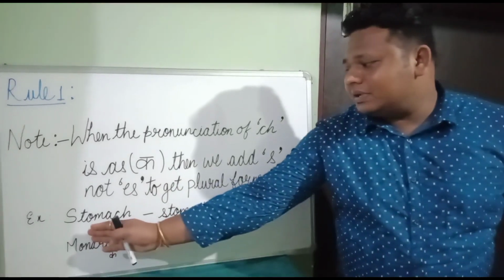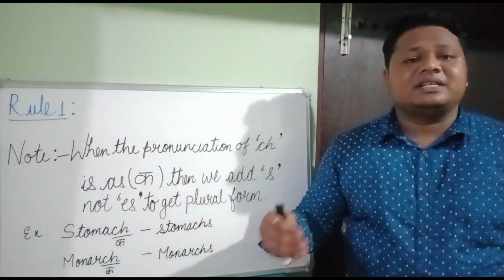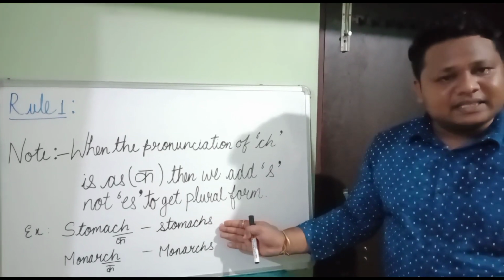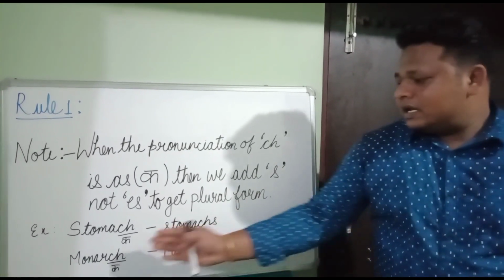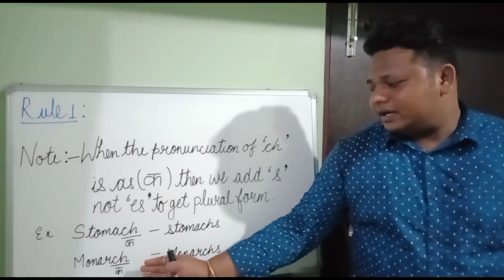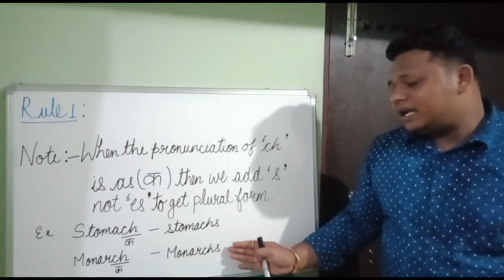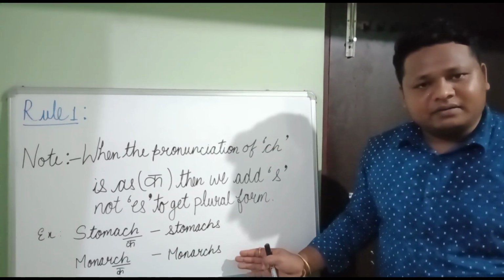Let us see some example. Stomach. Here, ch is pronounced as ka, stomach. So we add s to make the plural form, that is stomachs. Monarch. Alright, so here ch is pronounced as ka, so we add s to make the plural form, that is monarchs. Alright.